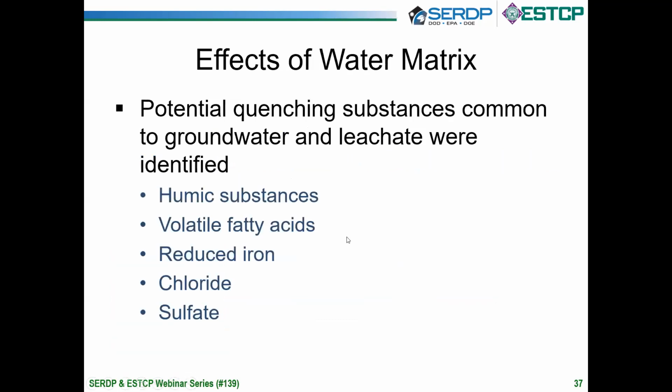We've also looked at the effects of water matrices, which is very important because with photocatalysis, there is potential for substances in the water to quench photocatalytic reactions and detract from the treatment efficacy. So I've listed some of the potential culprits here. I don't have time to go through this data in detail, but I'll say that we've found the presence of a few mixed substances and short chain organic acids really isn't a big deal.